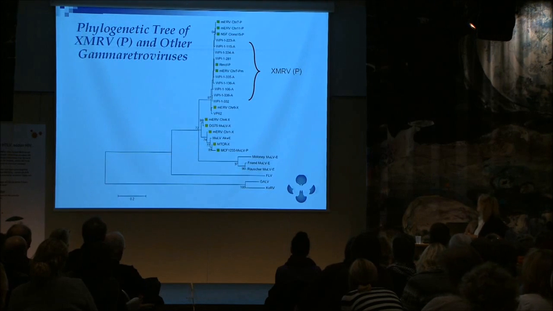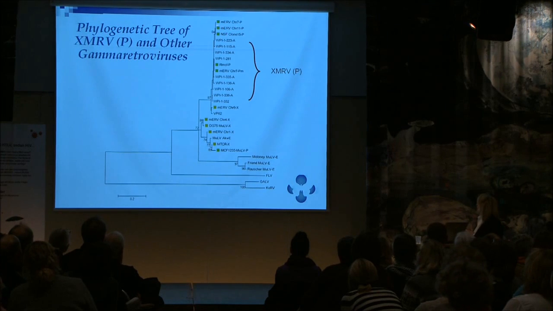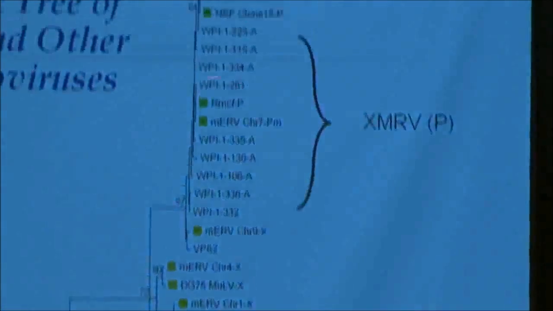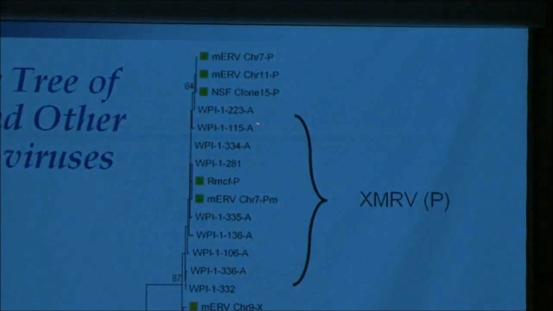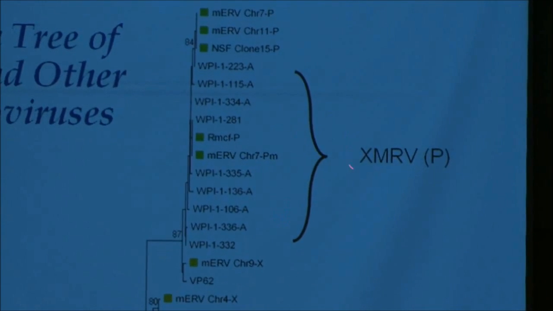So Rachel Bagney did what's known as a phylogenetic analysis, or tree, where you compare the sequences of all the polytropic viruses in green in the GenBank database to the sequences from our patients. And I just highlight there the WPI numbers here. And you can see that many of the WPI samples from that original study also contain polytropic sequences.